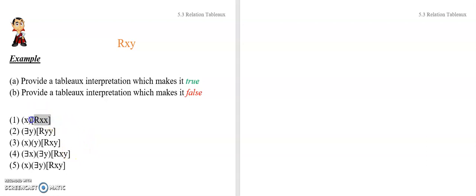Can you provide me with a Tableau interpretation that makes this sentence true and a Tableau interpretation that makes this sentence false, again, in 2 objects, A and B? Pause now.